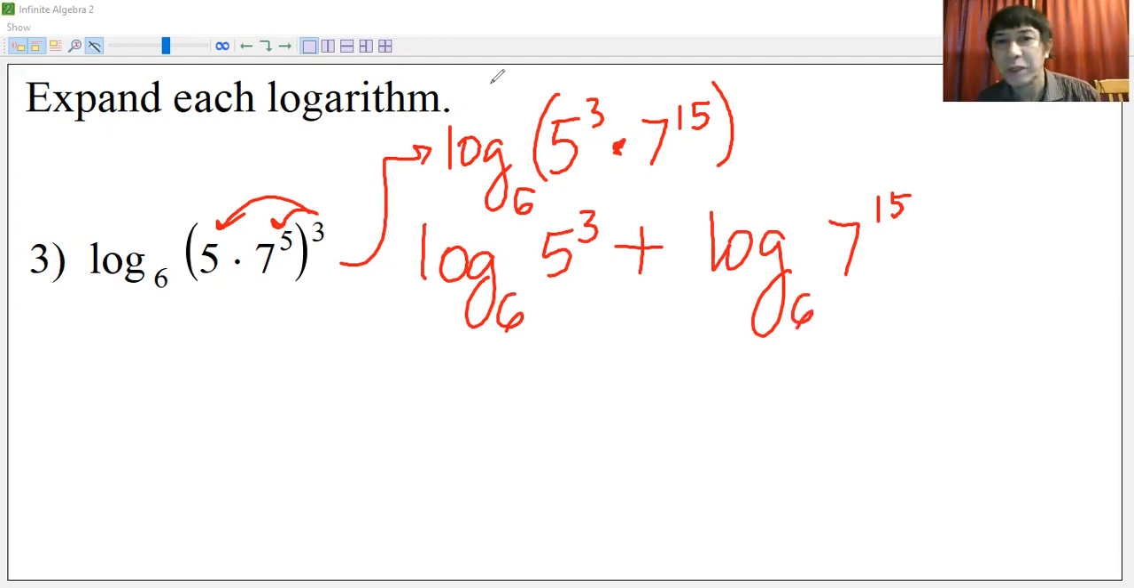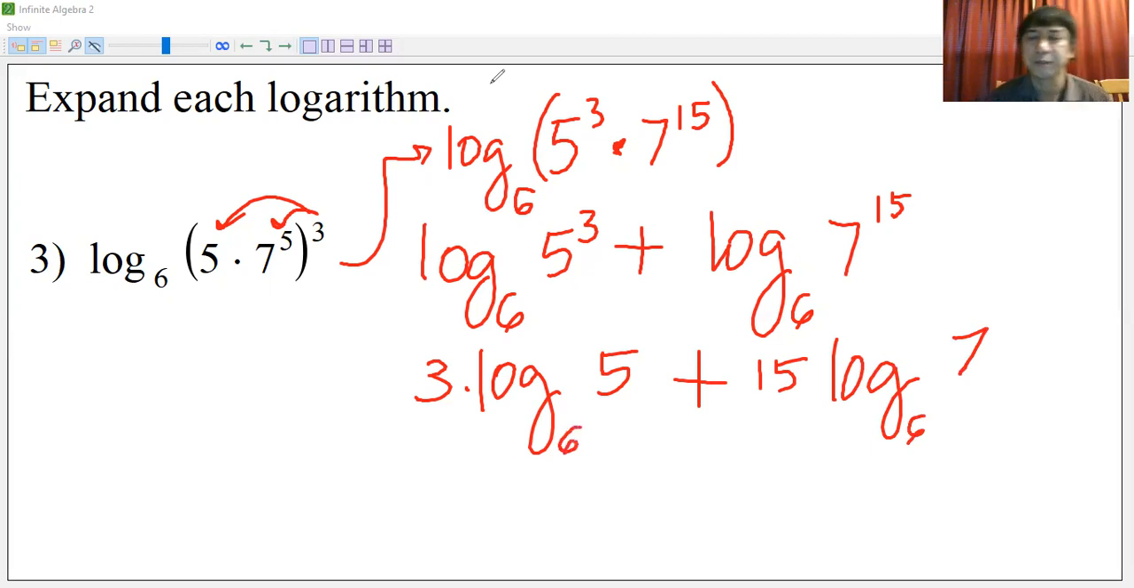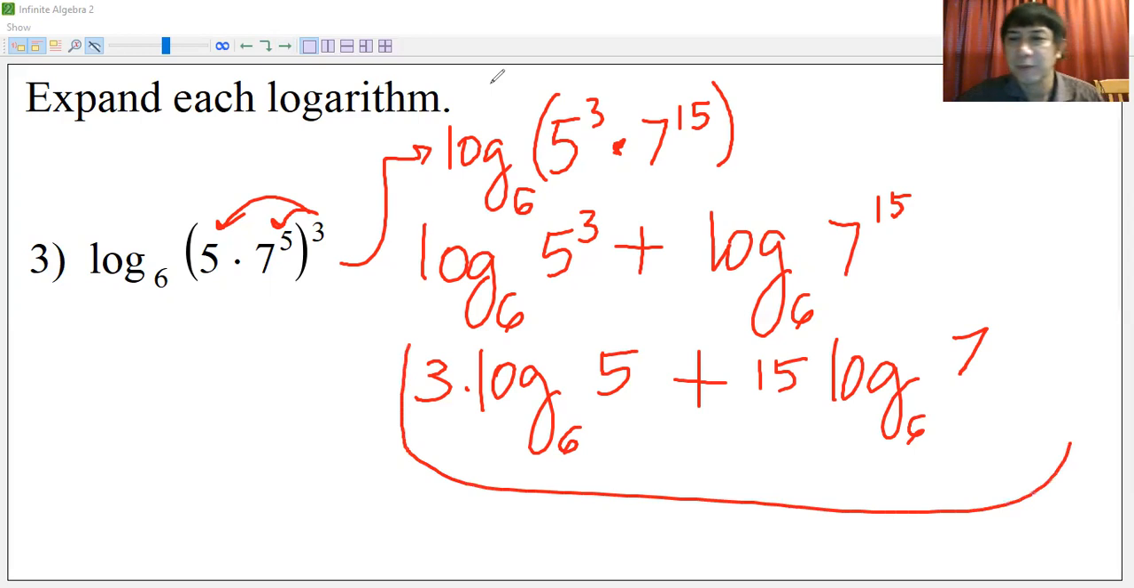And then all we need to do now is put the exponents 3 and 15 in front of the logarithms. So this will now be 3 times logarithm of 5 plus 15 logarithm of 7. And these are both base 6. And this is the answer.